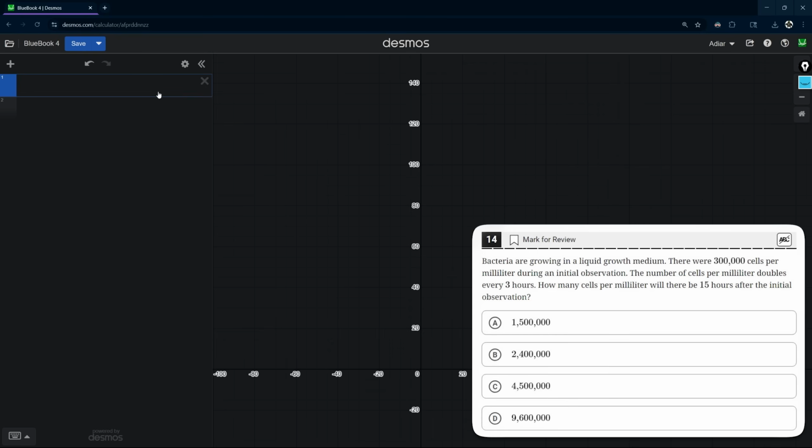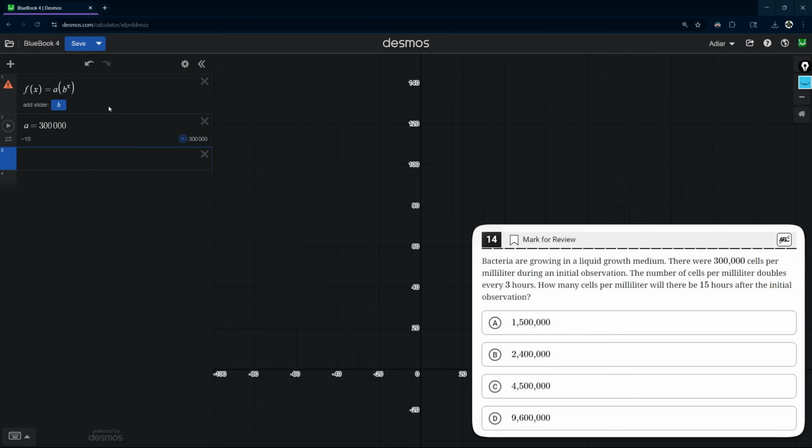So the standard exponential function is going to look like f of x equals a, which is our coefficient, times b to the power of x, where b is our base, or growth factor. So b is a growth factor or base, and a is our coefficient or initial value. And we can say they were initially 300,000 cells per milliliter. So we can just say a equals 300,000.